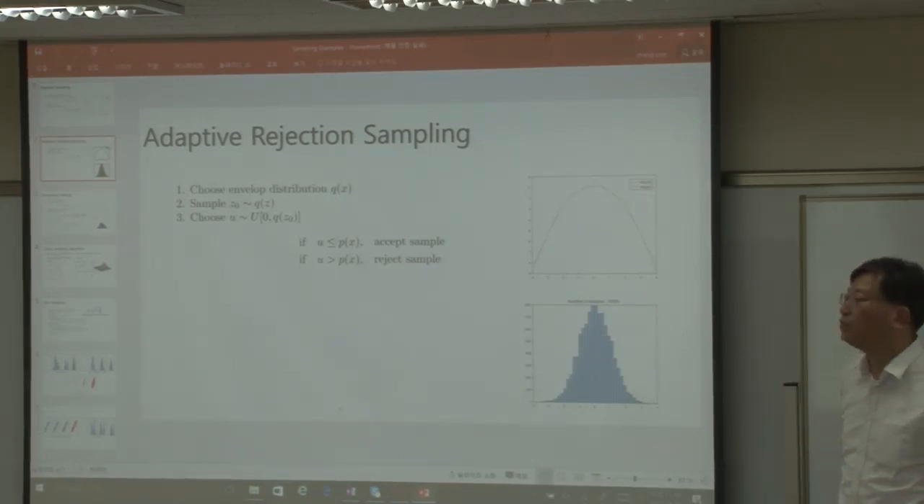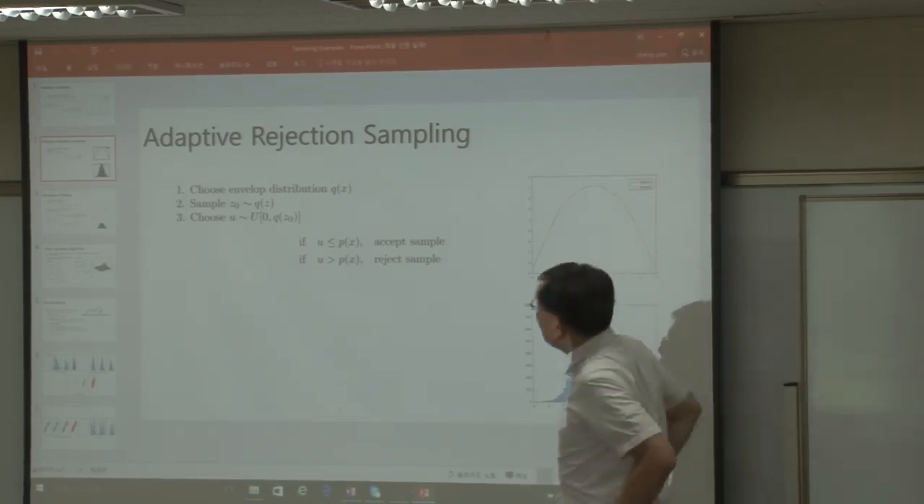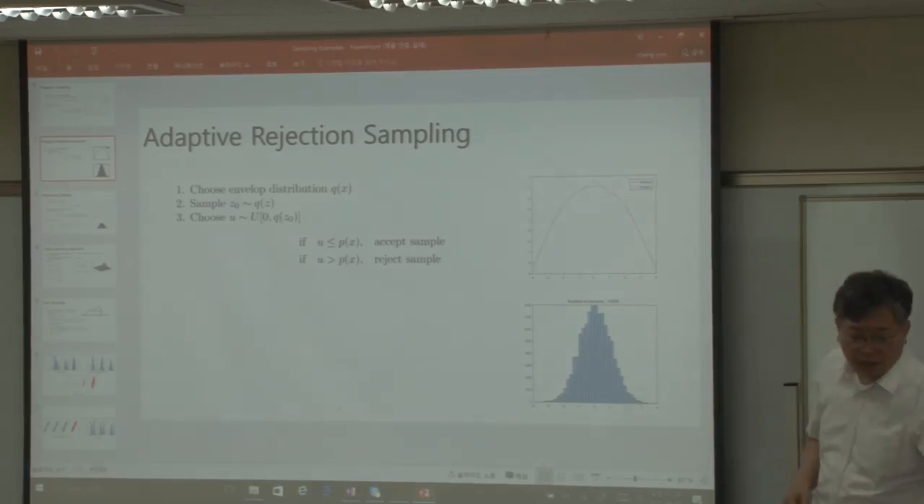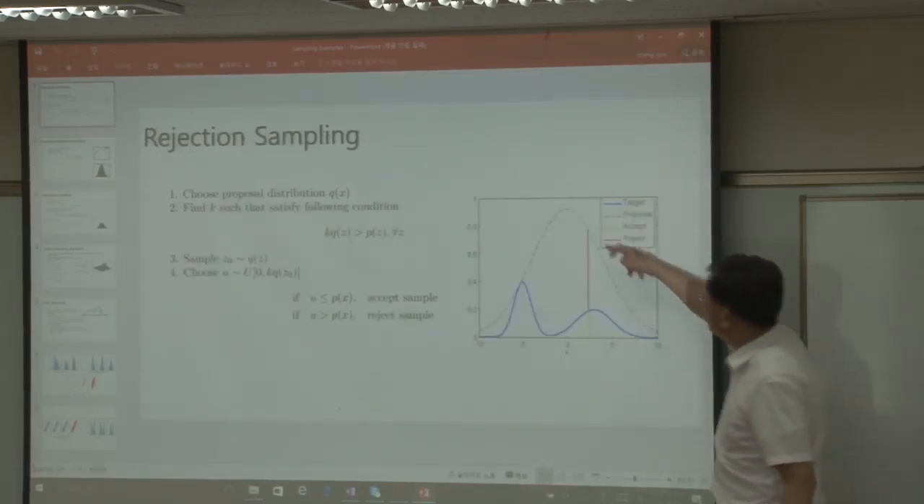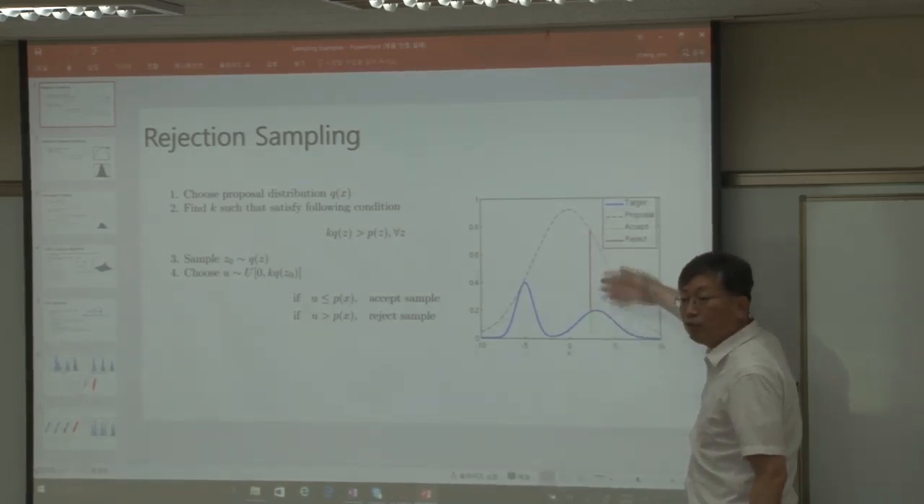Okay, so about half of them are rejected. Because there's a huge gap between here, you see that there's a lot of red. You're rejecting it.